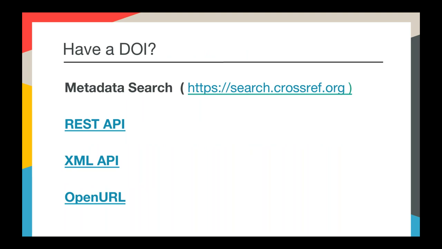So we'll start with the easy stuff. If you have a DOI, but you want to know what metadata we have for the DOI, the options are our metadata search user interface. We have a REST API. We have an XML API that will give you the record as XML. And we also have an open URL service.